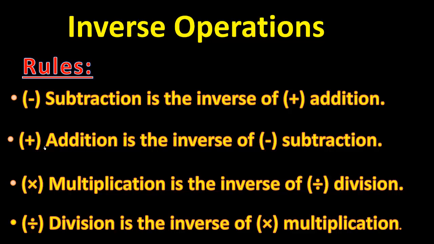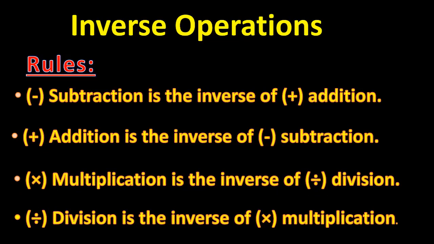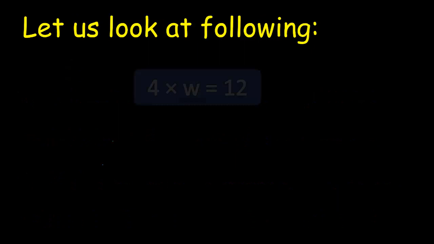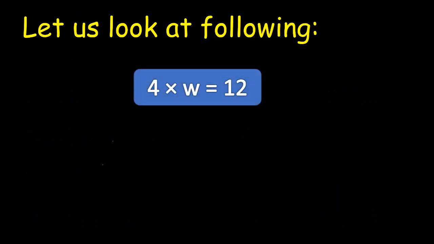So from this we see that there are two types of pairs of inverse operations. The first one is subtraction and addition, and the second one is multiplication and division. Now let's see how we can solve an equation including multiplication. Let's look at the following. Over here we have an equation of 4 times w is equals to 12. Can you remember the pair of multiplication? Yes, you're right, it's division.